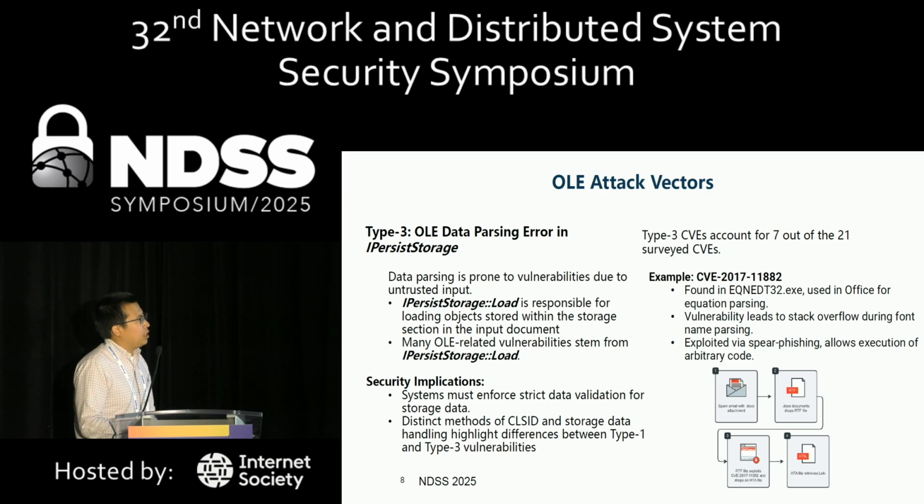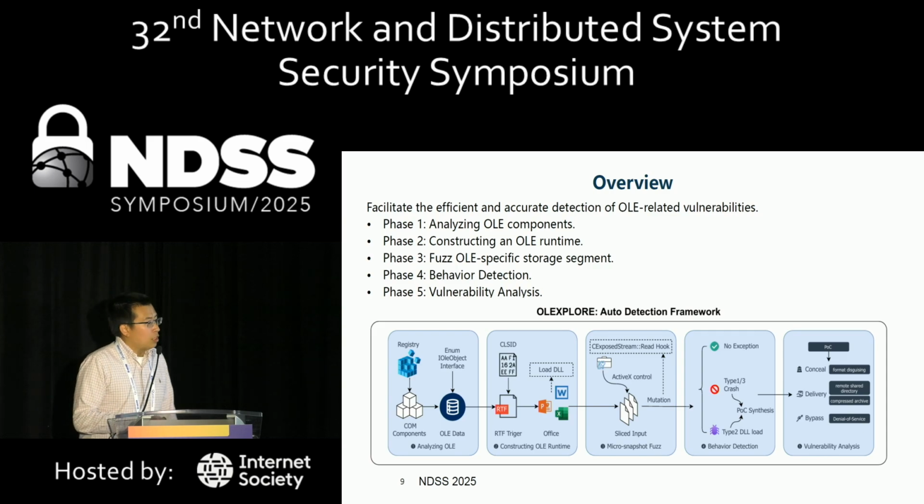So one of the CVEs, 2017-1188U, is found in one executable file, and the vulnerability leads to a stack overflow during the file name parsing. Basically, they try to load this, and then they find out that this is actually a fake COM object, and they have some kind of vulnerabilities. So based on these study results, the authors propose a comprehensive approach that consists of 5 phases to automatically detect whether the OLE embedded in your Windows applications has vulnerabilities.